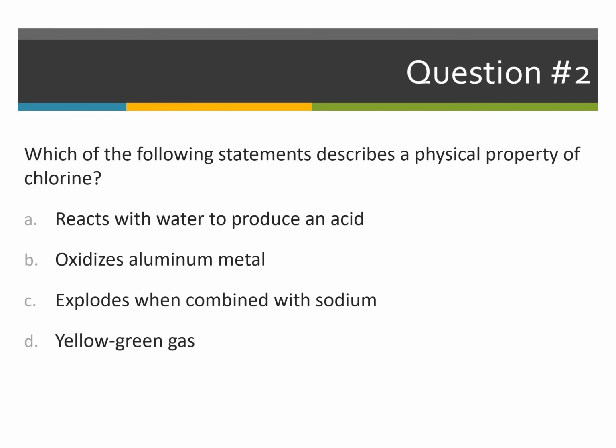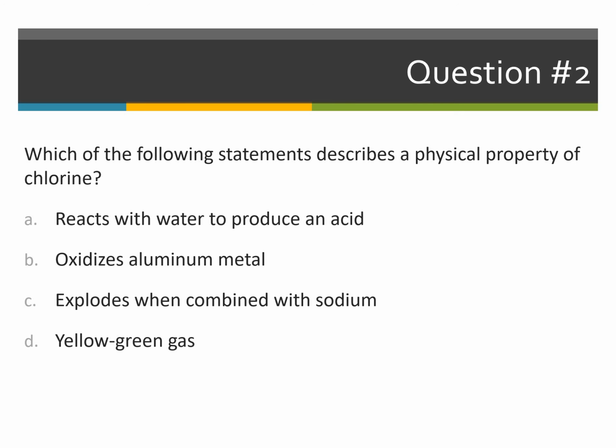For number 2, which of the following statements describes the physical property of chlorine? Take a few seconds to read through the answers, and then we'll go through and talk about them ourselves. A, reacts with water to produce an acid. The first one, we've got that keyword again, the reactivity or reacts. Anytime you see that, once again, it's talking about a chemical property. Chemical properties can only be observed by reacting substances together.